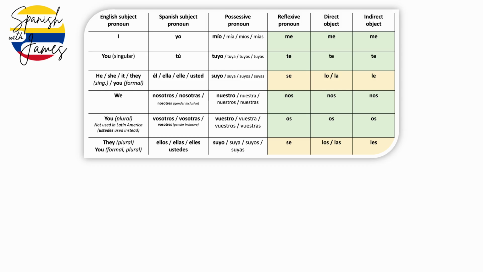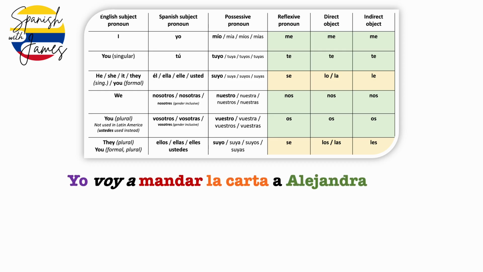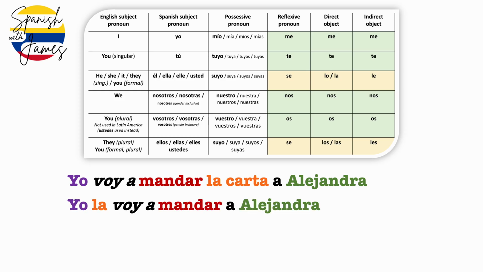Now we've seen those examples in the present tense, we're going to look at how this works in the near future tense because the word order changes a little bit. If I said I'm going to send the letter to Alejandra, yo voy a mandar la carta a Alejandra, I would have to put the direct object pronoun before the voy a part. So the near future tense has a conjugated form of the verb to go, the preposition a, and then an infinitive verb. Voy a mandar.